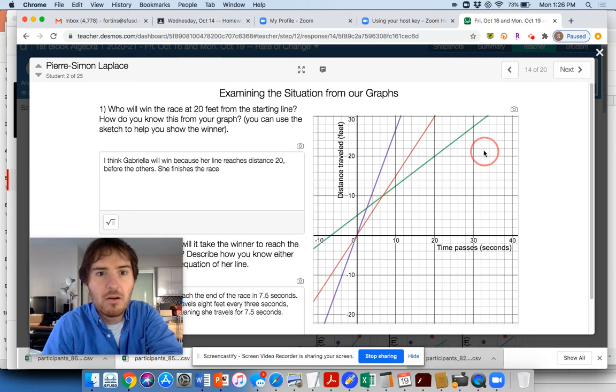Oh, okay. So this isn't a sketch. So we messed up here. This isn't actually a sketch here. But the idea is, if you had a line at y equals 20, that's distance equals 20, boom, it's going to hit this one first.